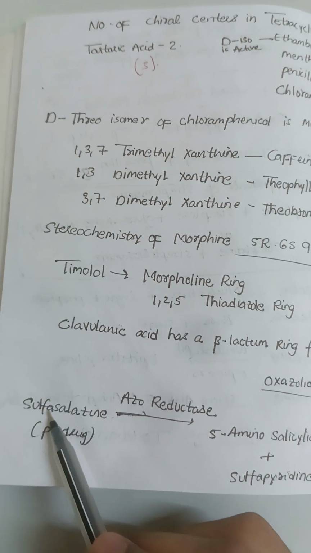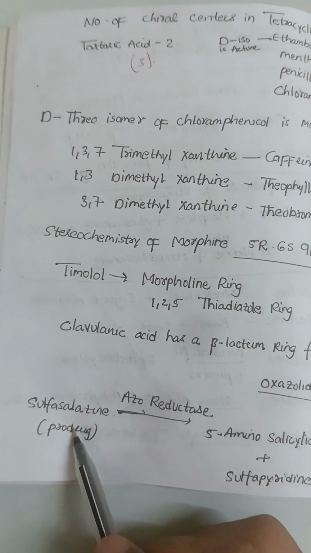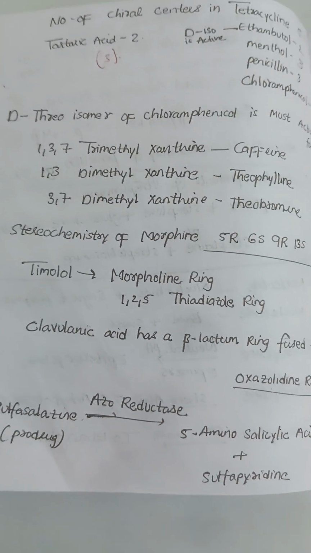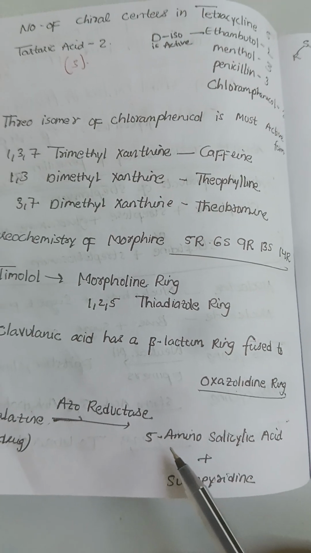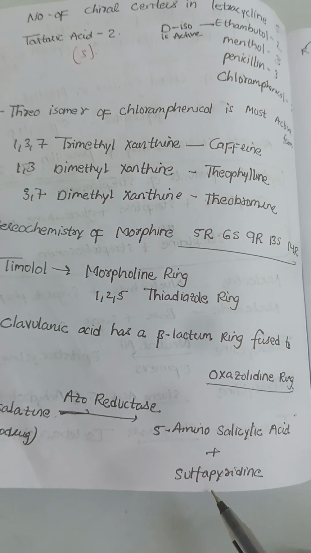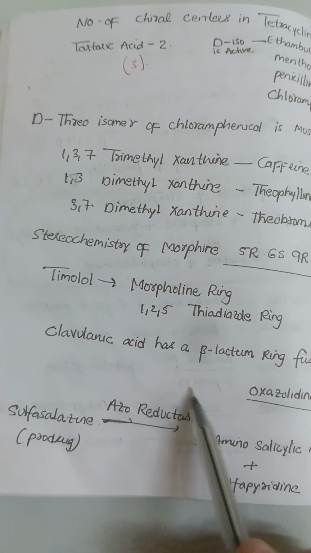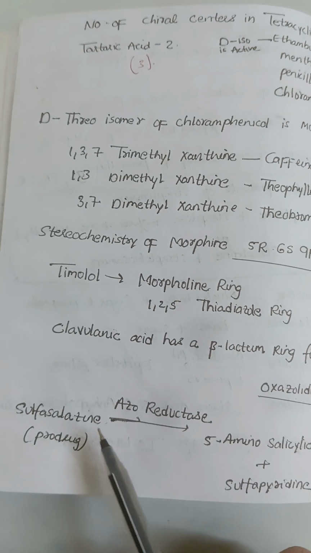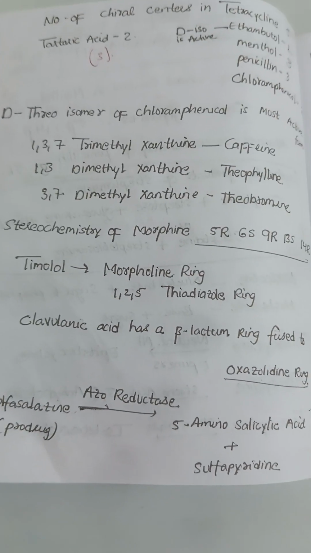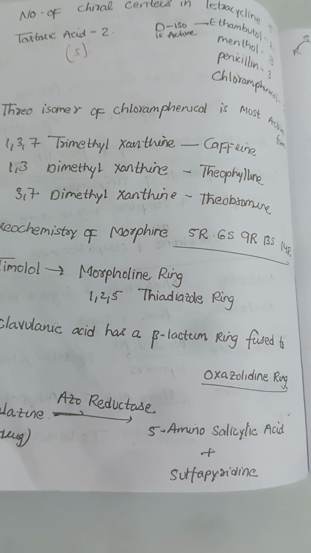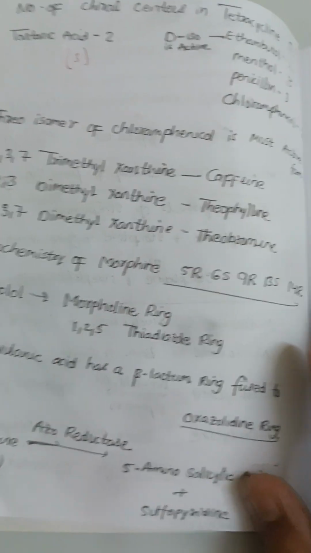The next, sulfasalazine is a prodrug. It undergoes azoreductase, which gives you 5-aminosalicylic acid plus sulfapyridine. Very important. It will undergo azoreductase. So sulfasalazine, it's a prodrug, undergoes azoreductase, gives you 5-aminosalicylic acid plus sulfapyridine.